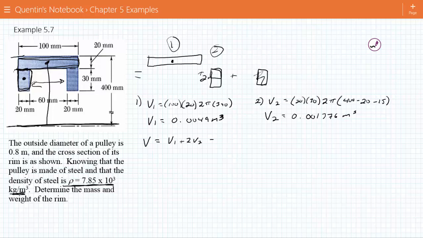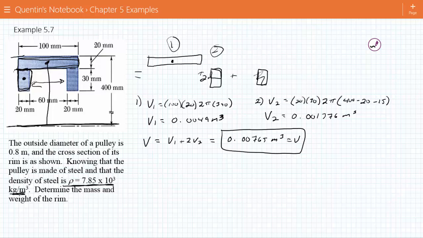So when you add this up, it ends up being equal to 0.00765 meters cubed. So that's equal to volume. So that's one thing that it asks for. And then we are supposed to determine the mass and the weight of the rim. So that's just an in-between step.